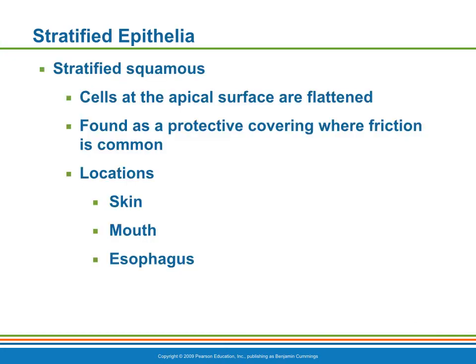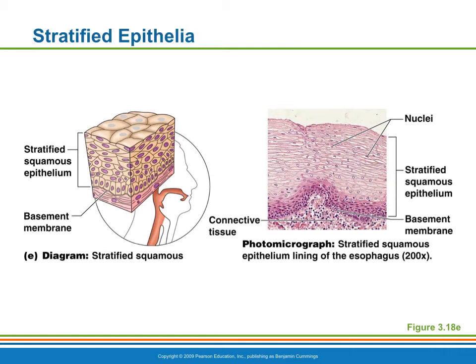All right, next up we have the stratified. The stratified epithelium's main function is protection. We find it in places like the skin, the mouth, and the esophagus, where we need lots of layers for that kind of protection. So we're going to start looking at those. And here's one we would find on the skin, the stratified squamous.